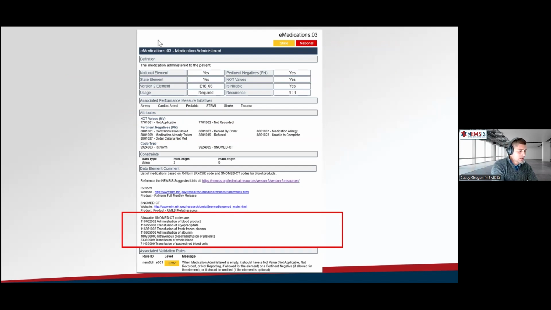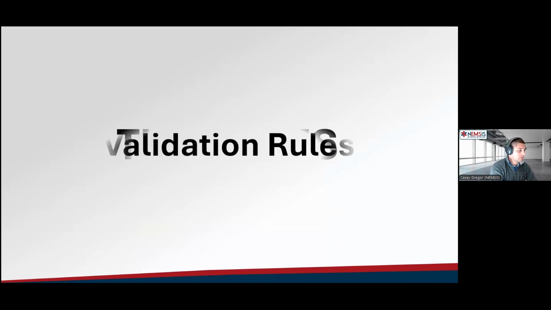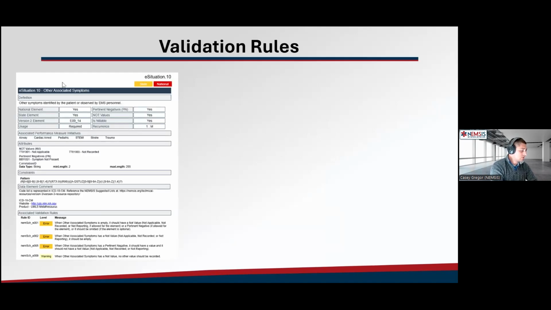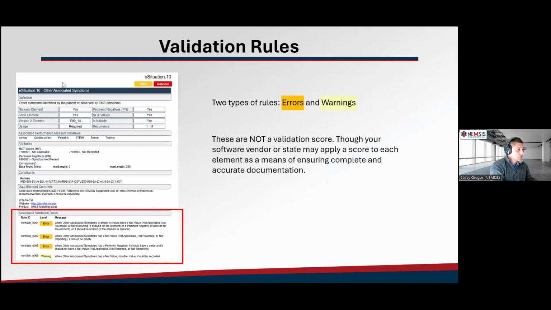And then if you look underneath that, you'll see associated validation rules. So the rules, right? These are validation rules. There'll be the last thing listed within that data element. And there's a couple different kinds. We have errors and we have warnings. So understand that these are not a validation score.